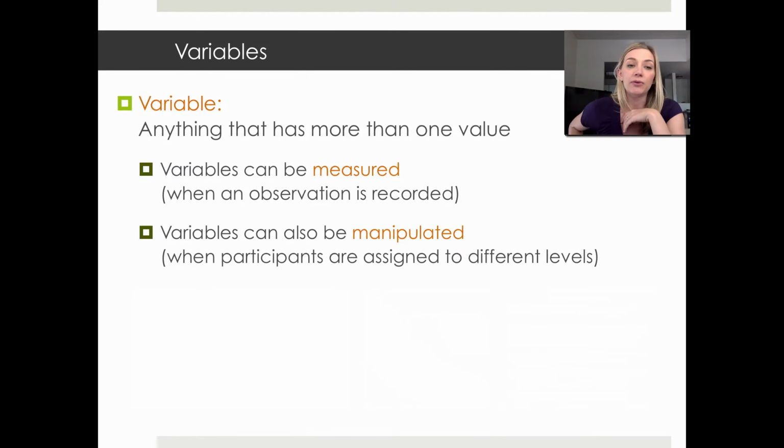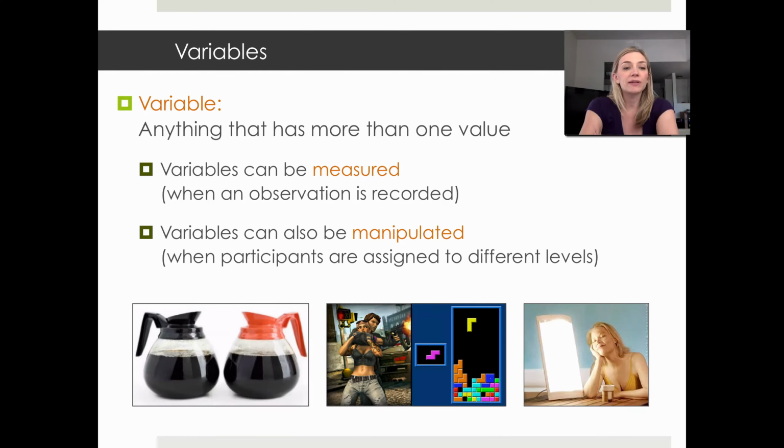Now, some variables can also be manipulated. This is when the experimenter does exert some control, when the experimenter does intervene, when they do interfere with the natural state of things. This is when the experimenter would assign participants to different levels of a particular variable or to different conditions of that variable. So here are some examples.